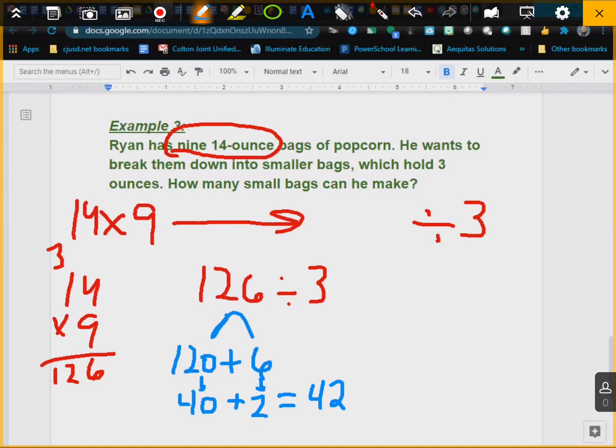I said, oh wait, I know that this 12 is the same as 120. 3 times 4 is 12. 3 times 40 is 120. And then I can just divide 6 by 3 and get 2. So he's going to make 42 small bags.